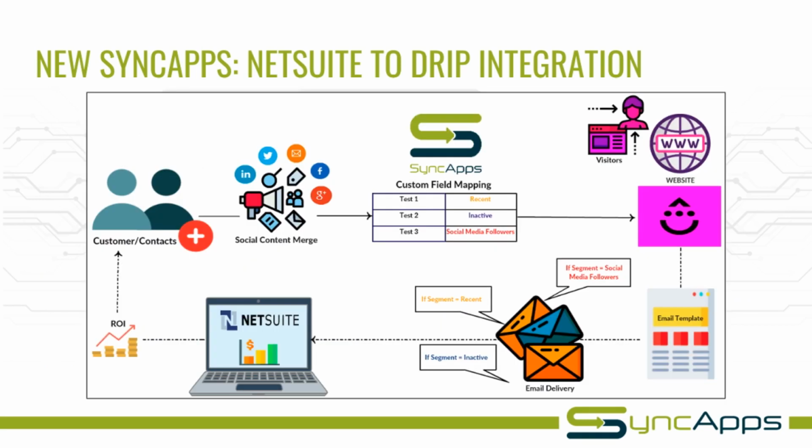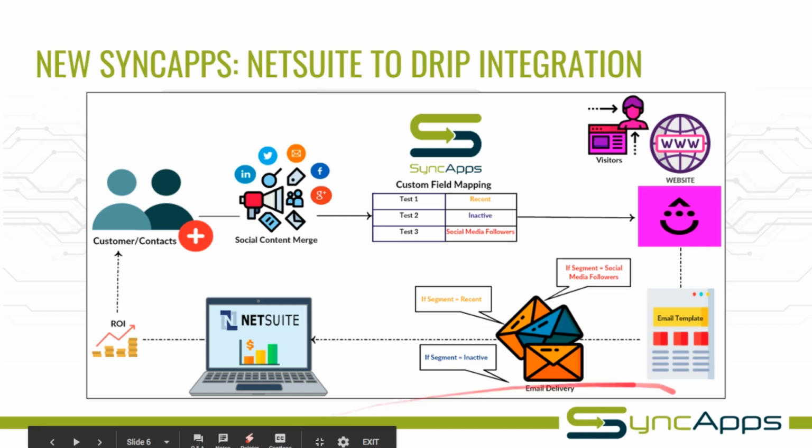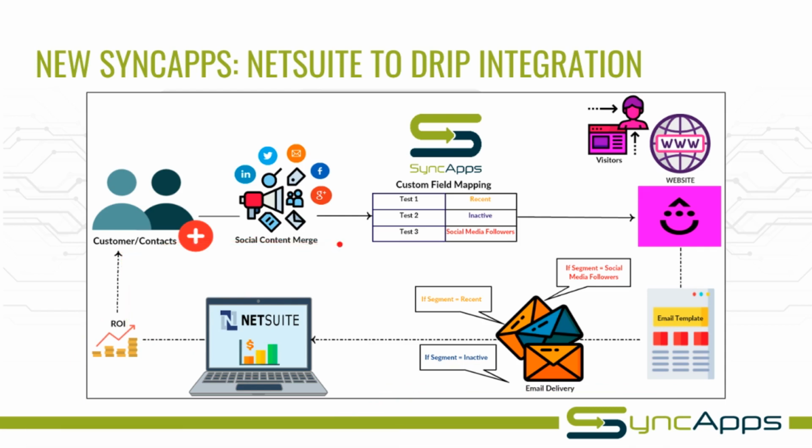So here I have a flowchart again on basically how the NetSuite and Drip integration works. Let me just pull up my pointer here. From NetSuite, you could increase your ROI by syncing your customer, your contacts, and your transaction saved searches. And with the use of SyncApps field mapping, you could map as many fields as you'd like from both NetSuite and Drip.